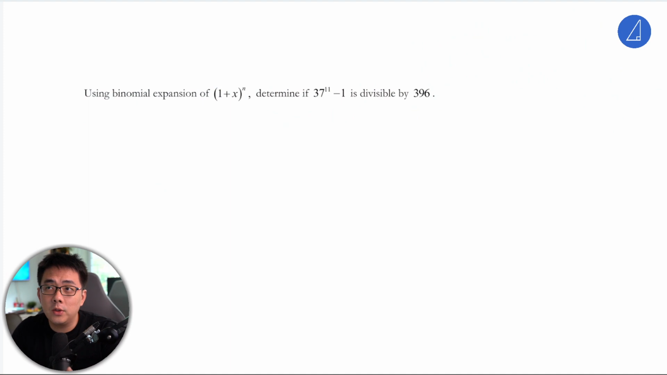Hi students, let's look at this question here, which is on binomial expansion. Using binomial expansion of (1 + x)^n, determine if 37^11 is divisible by 396. Okay, let's see how we can do this proficiently.